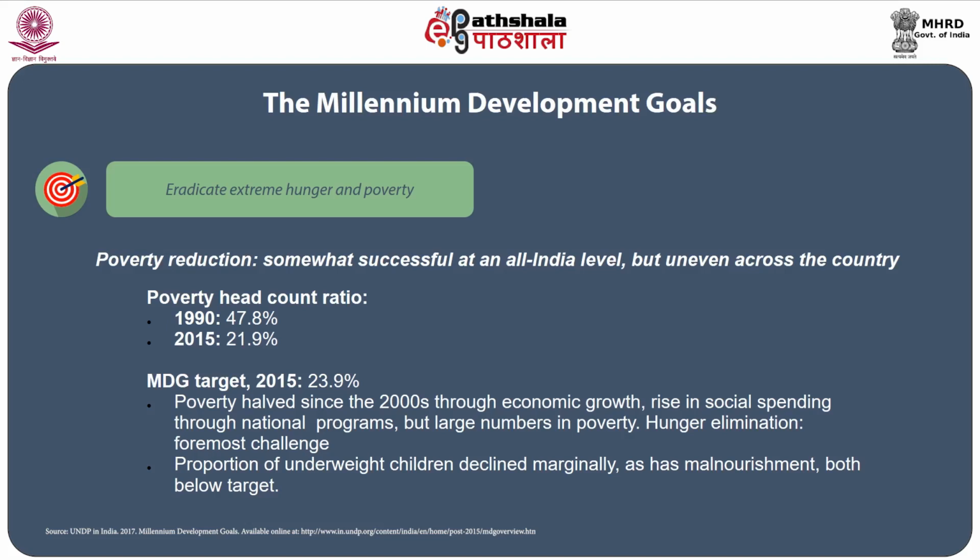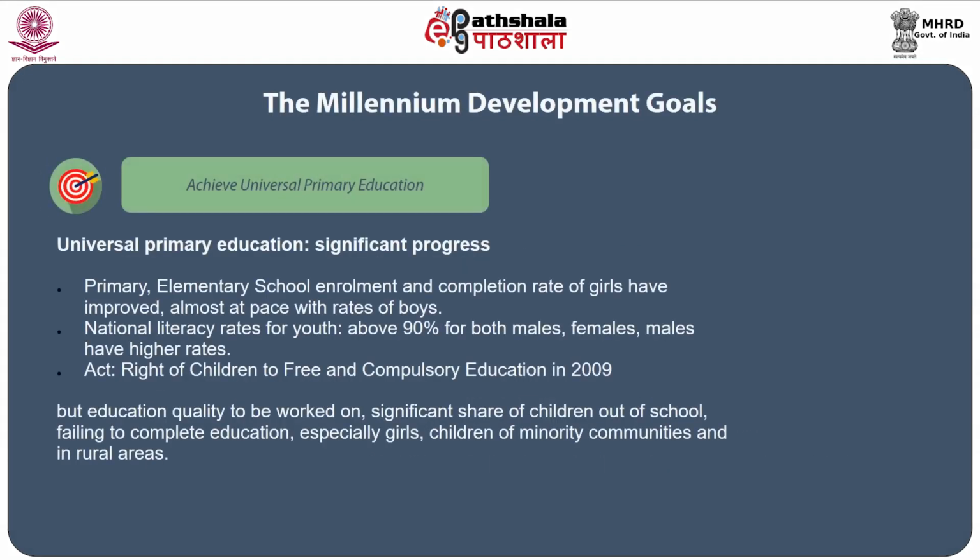Hunger elimination remains the foremost challenge. The proportion of underweight children has declined marginally, as has malnourishment, both of which are below the target. Goal 2 emphasized universal primary education, and significant progress has been made. Primary and elementary school enrollment and completion rate of girls have improved, almost at pace with rates of boys. Literacy rates for youth at the national level are above 90% for both males and females, males having higher rates.